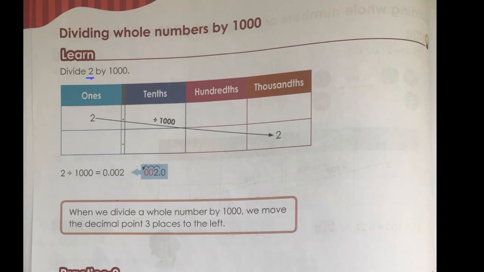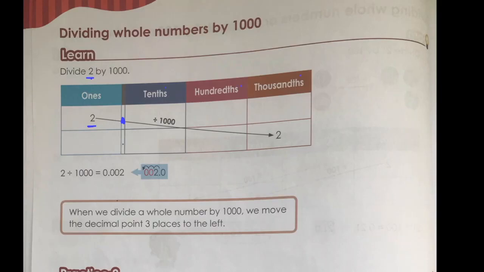Today we're going to talk about dividing whole numbers by thousands. Divide 2 by 1,000. So we're looking at the place value that we have. The 2 goes here on the ones, and then we have tens, hundreds, and thousands, which are the place values after the decimal place.